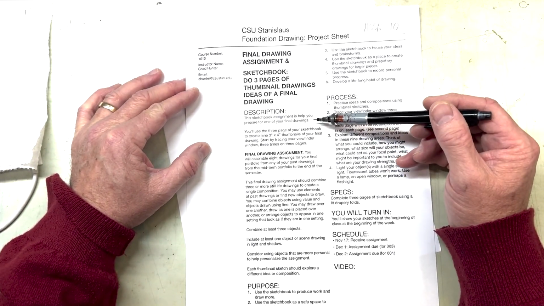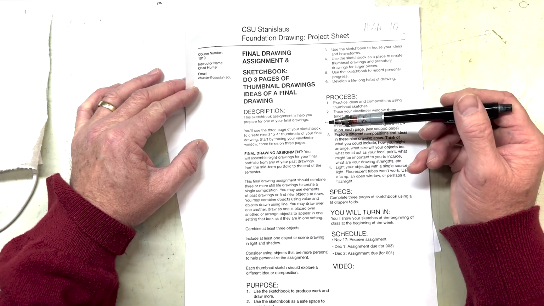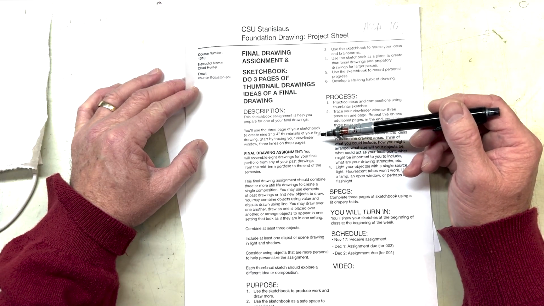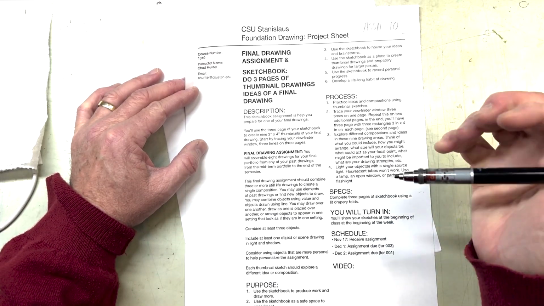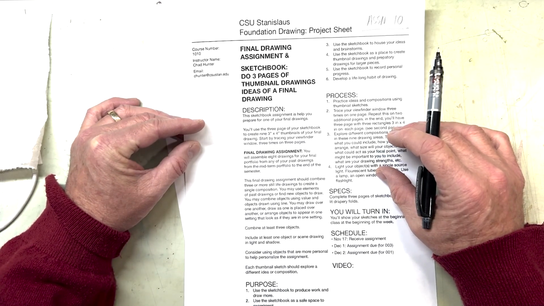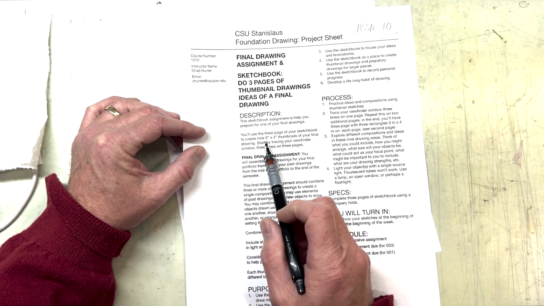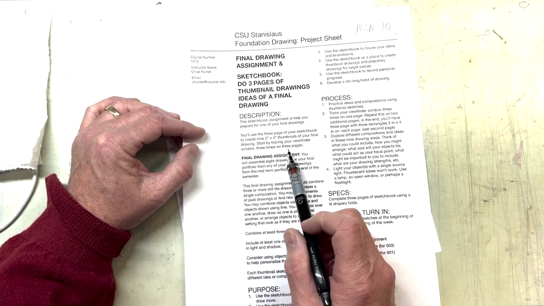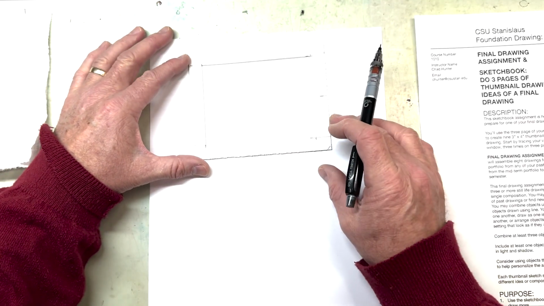You're going to be using the sketchbook to help prepare for one of your final drawings by creating 9 thumbnail sketches for your final drawing. These aren't super detailed, but this is the idea. You'll use 3 pages of your sketchbook to create 9 3x4 thumbnails of your final drawing. Trace your viewfinder window 3 times on 3 pages. So here it is. This is my viewfinder.